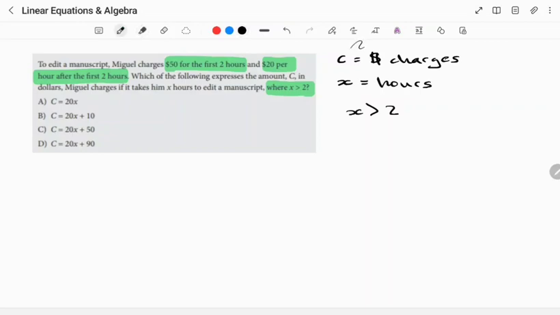So we know this C is our y-axis. That is what we're looking for. And we have been given information. He charges 50 for the first 2 hours. And we want an equation, an expression that tells us how much he's going to charge where X is greater than 2. And he charges 20 per hour for after the first 2 hours. So he charges 20 per hour after the first 2 hours. That means we're going to subtract 2 hours from our X.